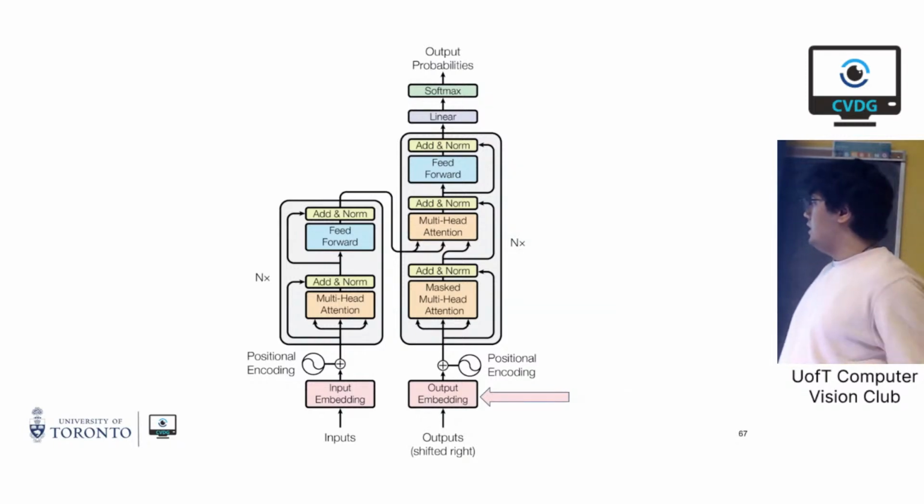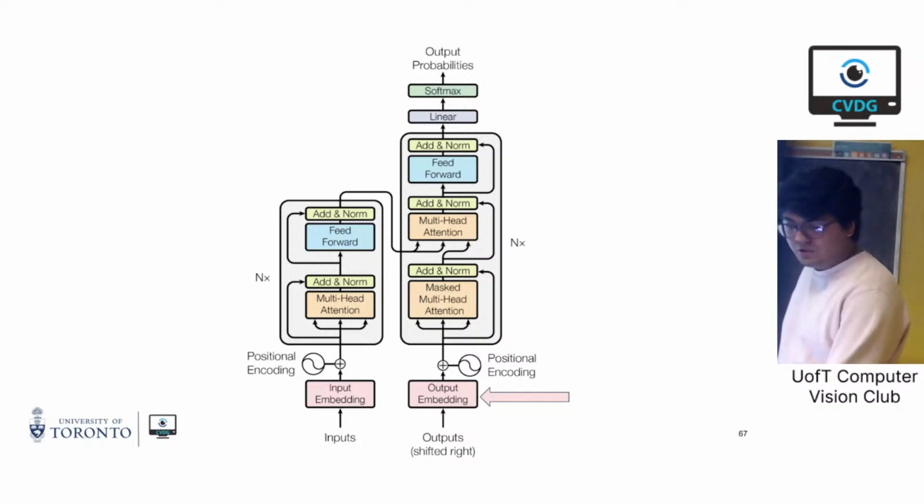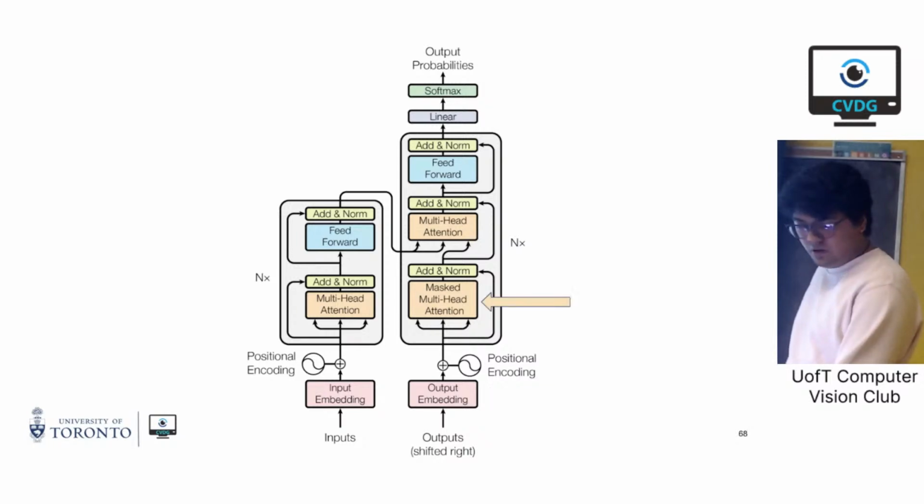Now the output embedding is generated in the same way as the input embedding. Instead of using the source sequence, we'll use the target sequence. The position encoding is also done in the same way.